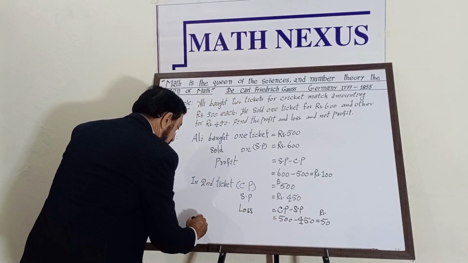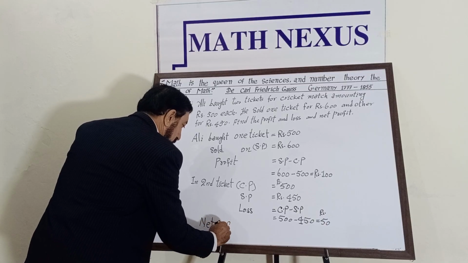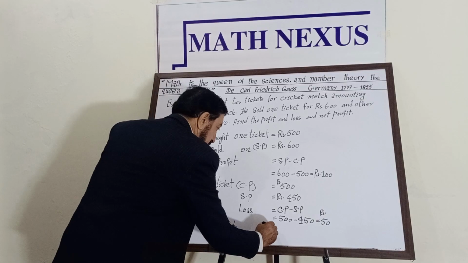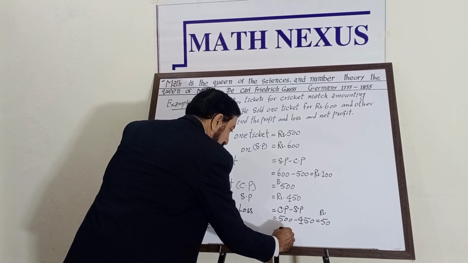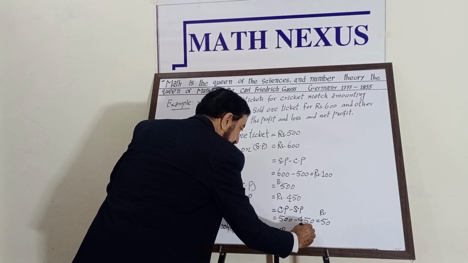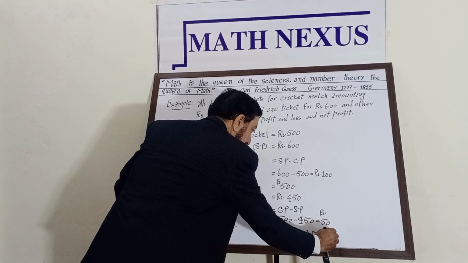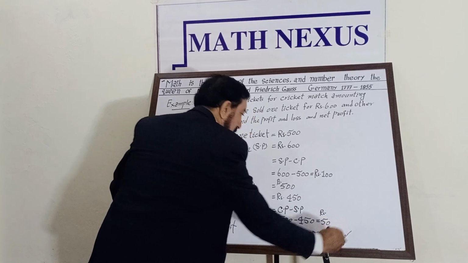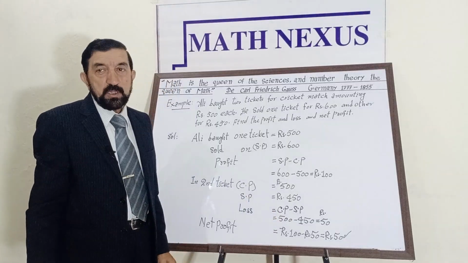Net profit is equal to 100 minus 50 is equal to 50. This is the answer of this question.